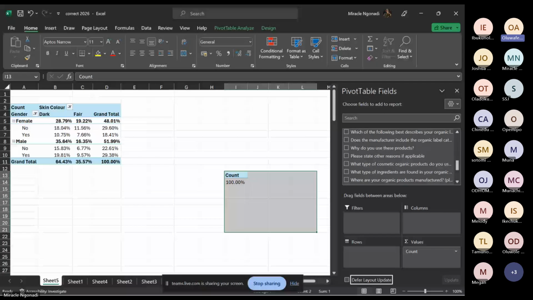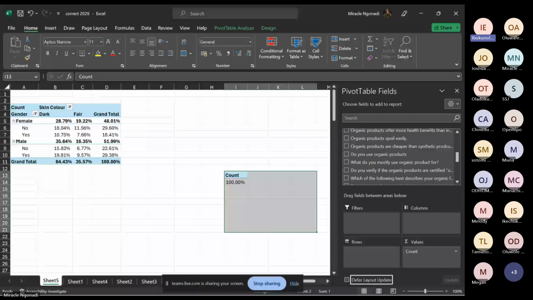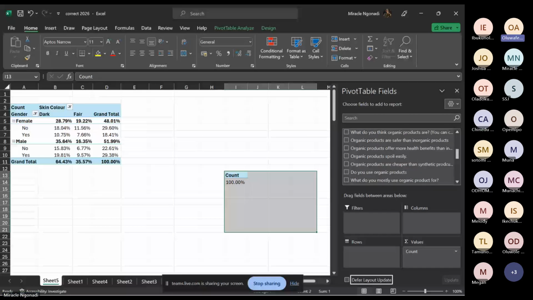I don't know if she can hear us. Okay. So what was the question again? They offer more health benefits. Oh, I found it. I should move it to the rows. Yes. Yes, please.